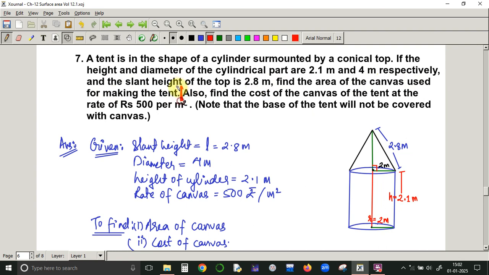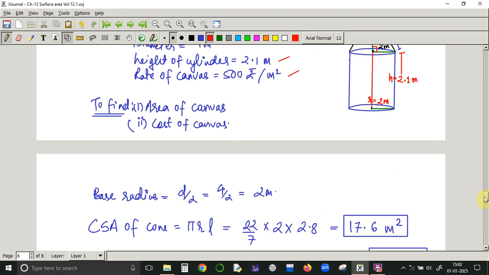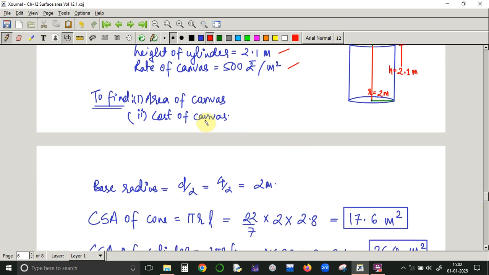So this is the first part of the question. In this question, we have to find how much canvas we need to make such a tent. Canvas is put on the CSA of the cone and the CSA of the cylinder. So what are the given things? Slant height of the cone is given, diameter is 4, height is this, and the rate of canvas is 500 rupees per meter square. We have to find the total area of canvas and the cost of the canvas.